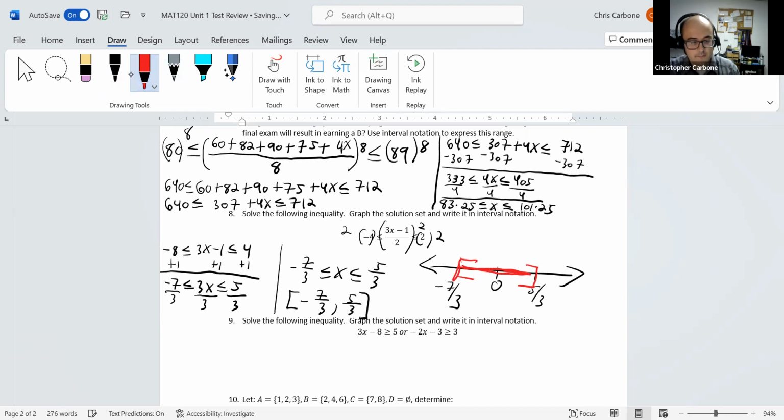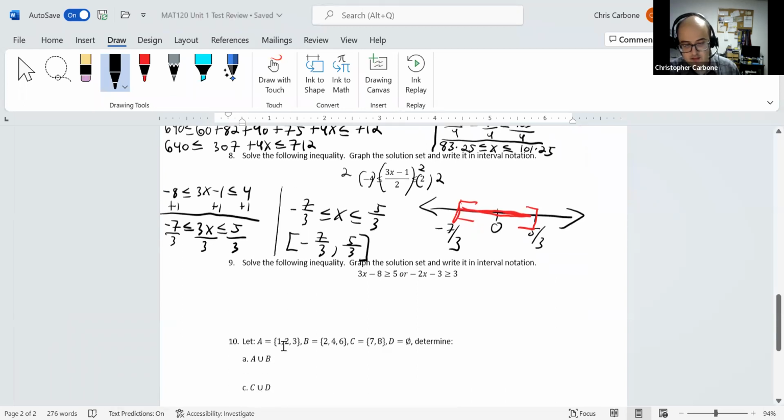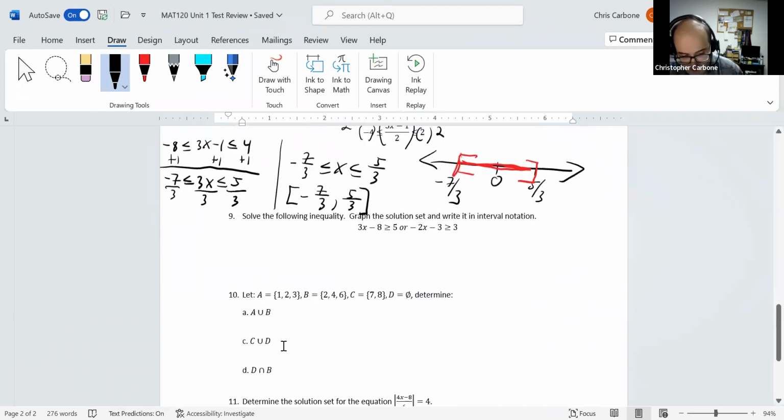Number 9. Again, we want to solve this inequality, graph the solution set, and write interval notation. 3x minus 8 is greater than or equal to 5, or negative 2x minus 3 is greater than or equal to 3. So starting with the one on the left. 3x minus 8 is greater than or equal to 5.